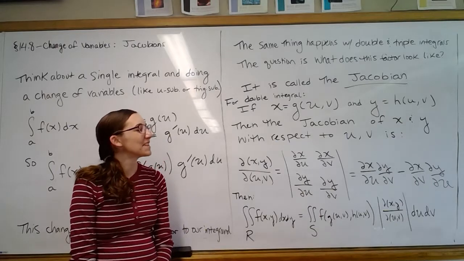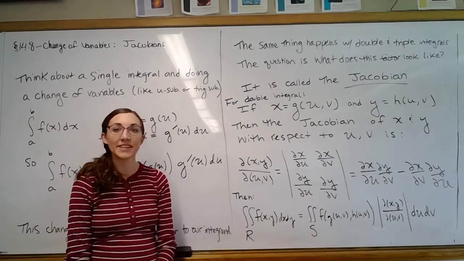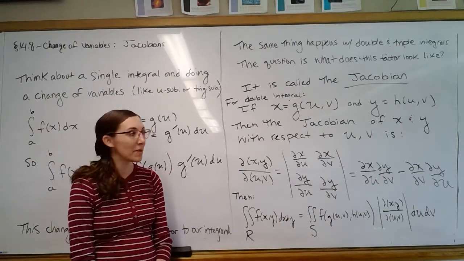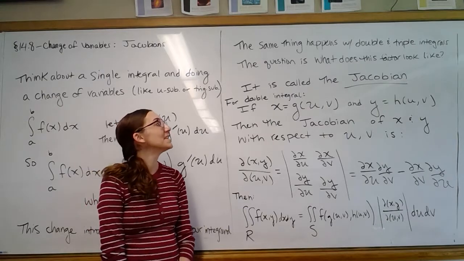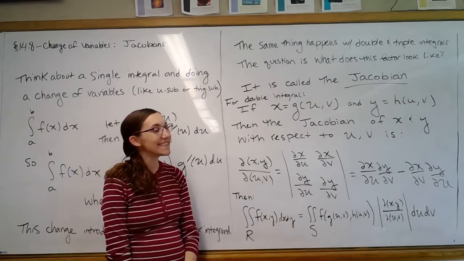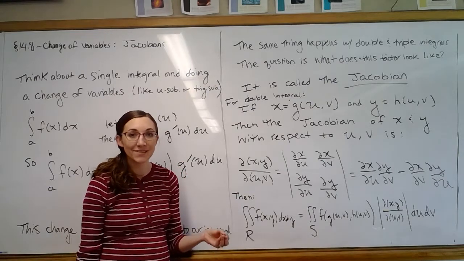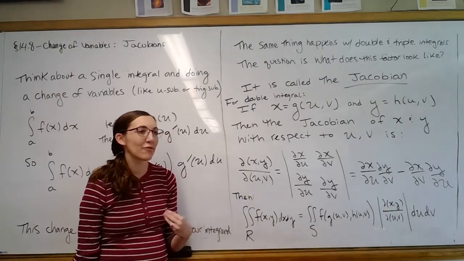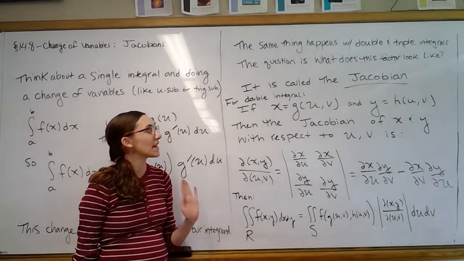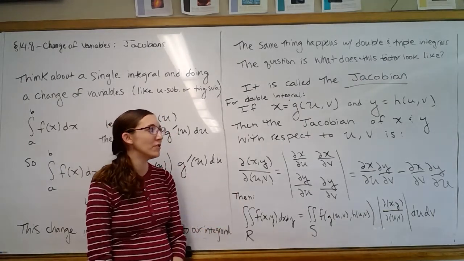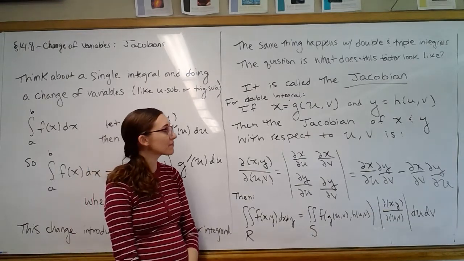But the way to find the Jacobian, because in the future we're always going to have to remember it, don't forget the Jacobian. Our change of variables is more complicated now. We have to sub out x and y for two other variables, something like u and v. So we're going to have x goes to g of u, v, and y goes to h of u, v.